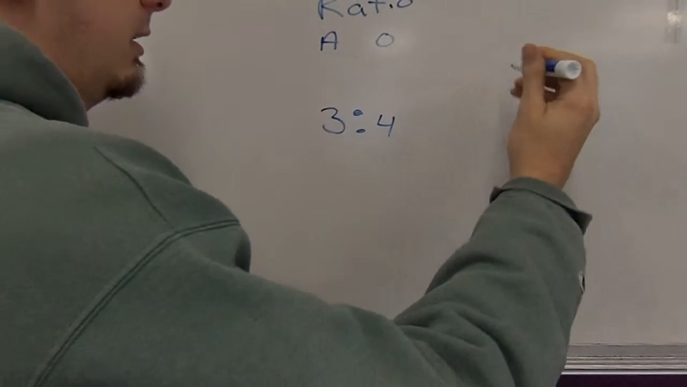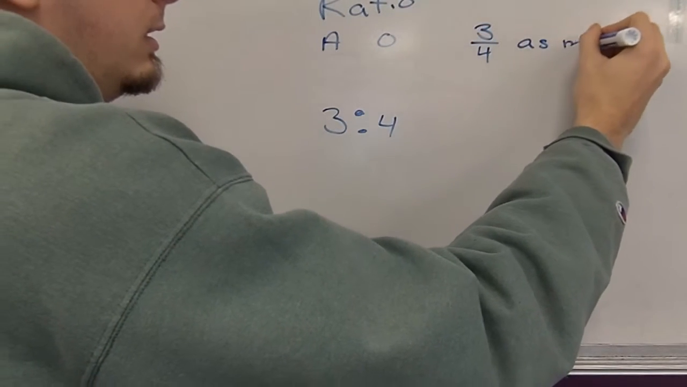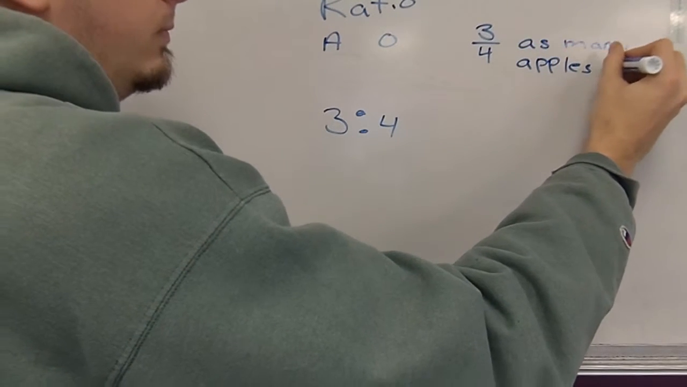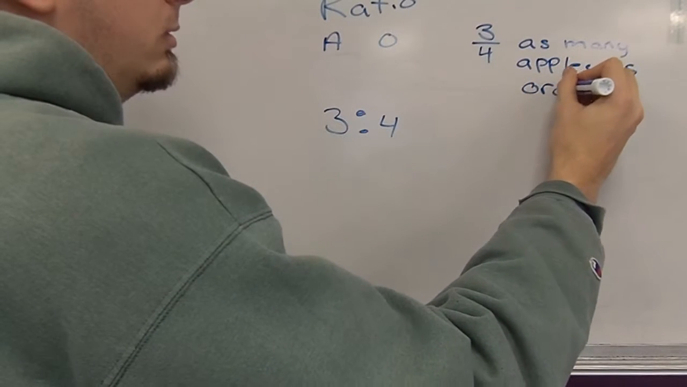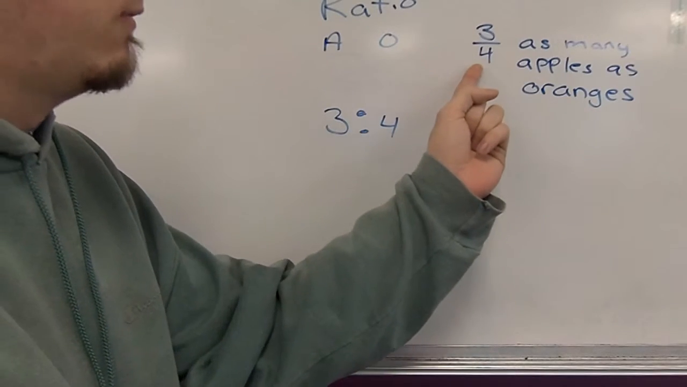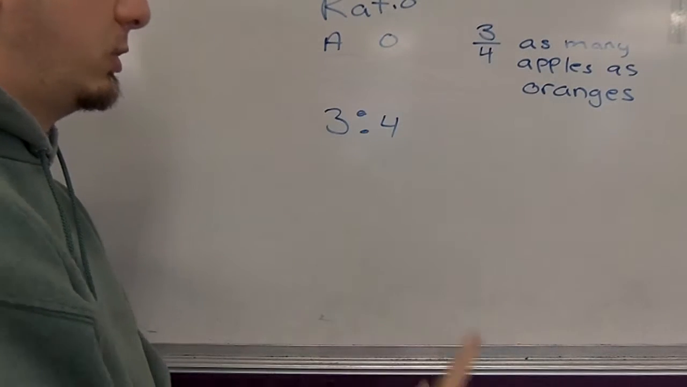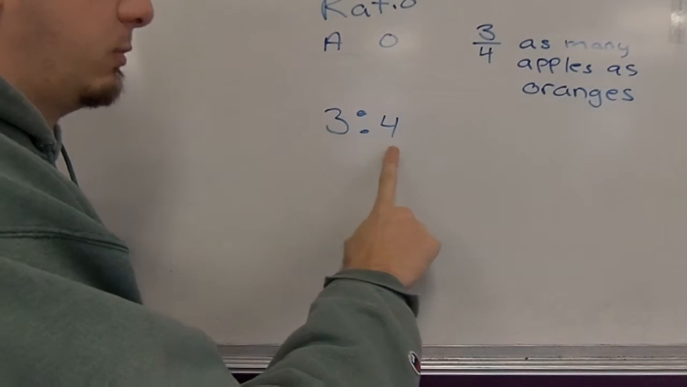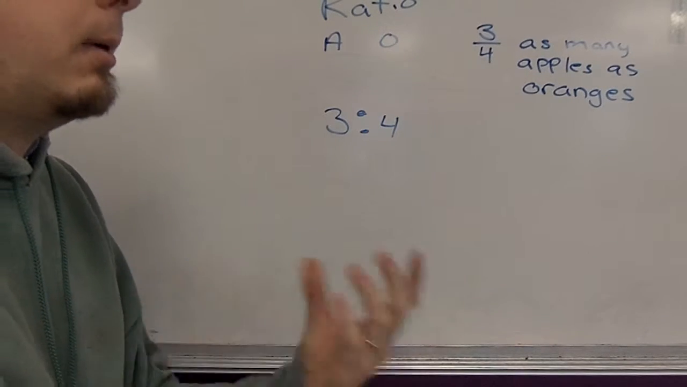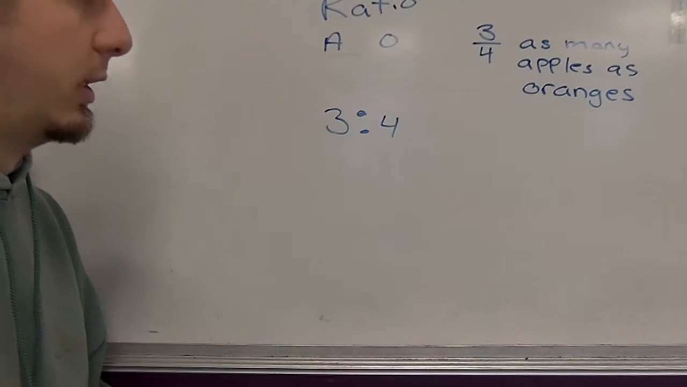This is telling me that I either have 3/4 as many apples as oranges. Which means if I have 3/4 as many apples as oranges, that actually means I have fewer apples than oranges, and you can see that very clearly here. 3 apples, 4 oranges. Because 3/4 is the decimal 0.75, and when you multiply by a number that's less than 1, you actually get a smaller answer.